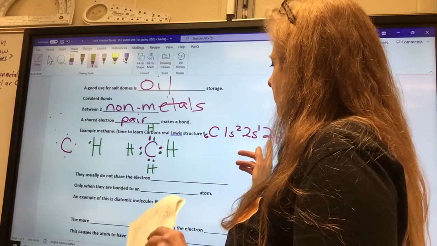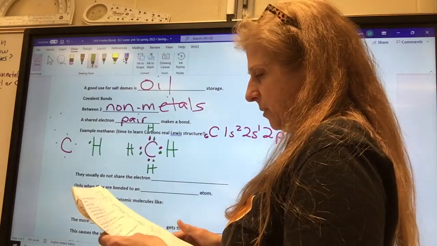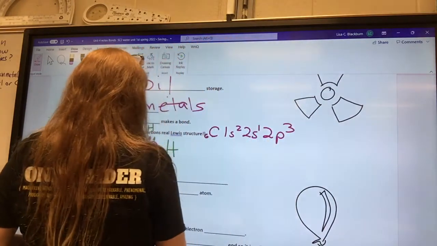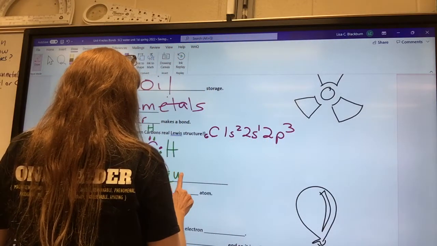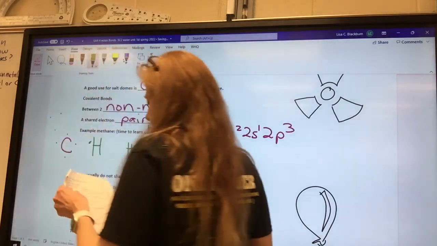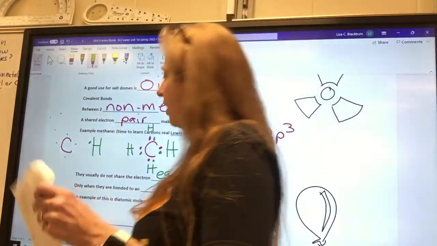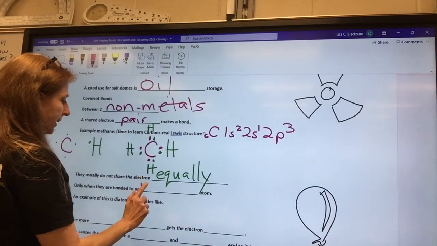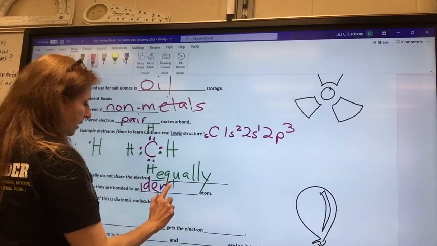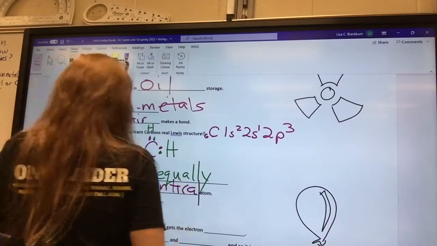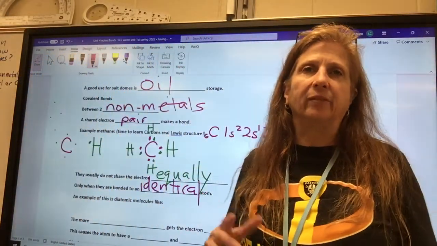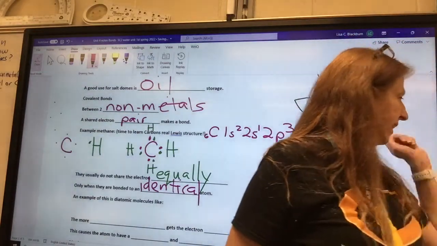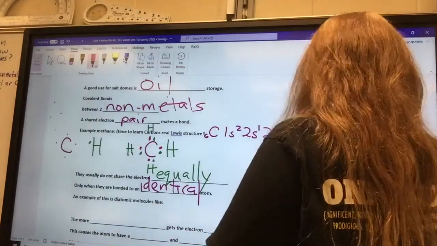Now, they usually don't share the electron equally, and we talked about that, just like the divorced parents. They only bond exactly equal when they are bonding to an identical atom. Then they will share exactly equally because they have the same electronegativity. And you'll notice in our standard, we have talked about all of this now. Yay! Almost, maybe a little bit more on G.